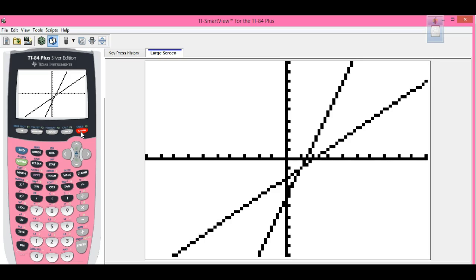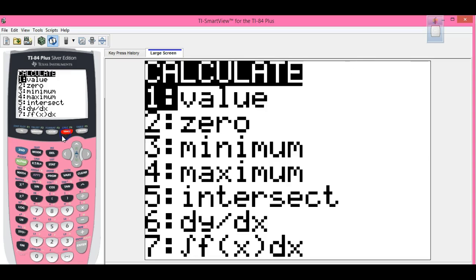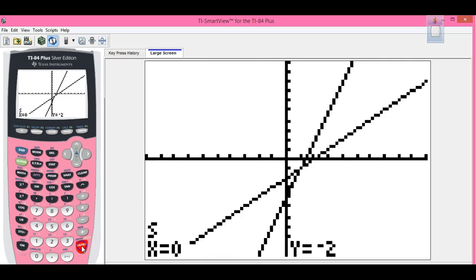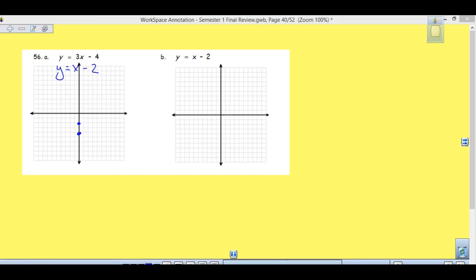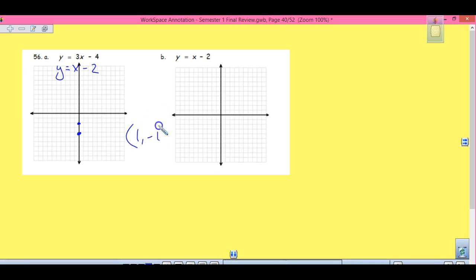They intersect, that's a good thing. Second trace, 5. Enter, enter, enter. Where do they intersect? 1, negative 1. So 1, negative 1 is, I can't even see this. I think it's like there. And there would be my graph. Okay, use your calculator when you're graphing. It will help you.